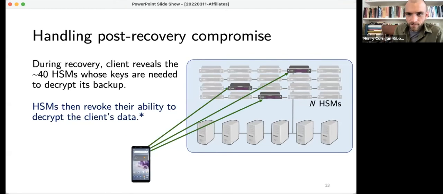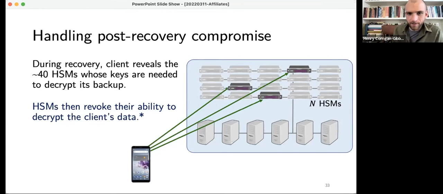So, right, just to summarize what happened there. During recovery, the client reveals which HSMs it needed to talk to for backup. And then those HSMs revoke their ability to decrypt that client's data. And they do that using this forward secure outsourced storage.